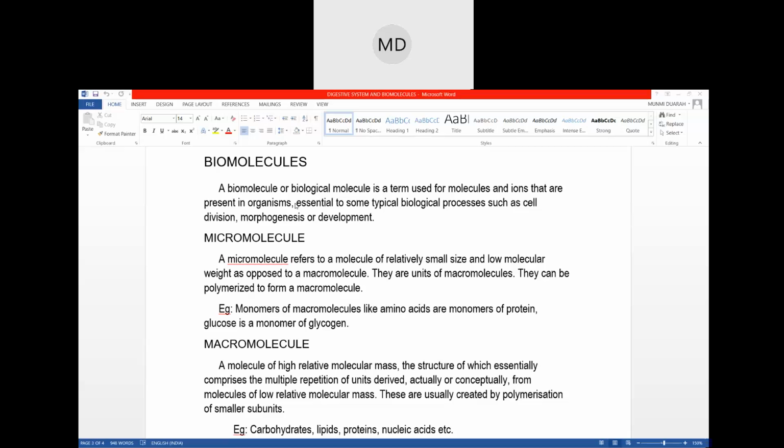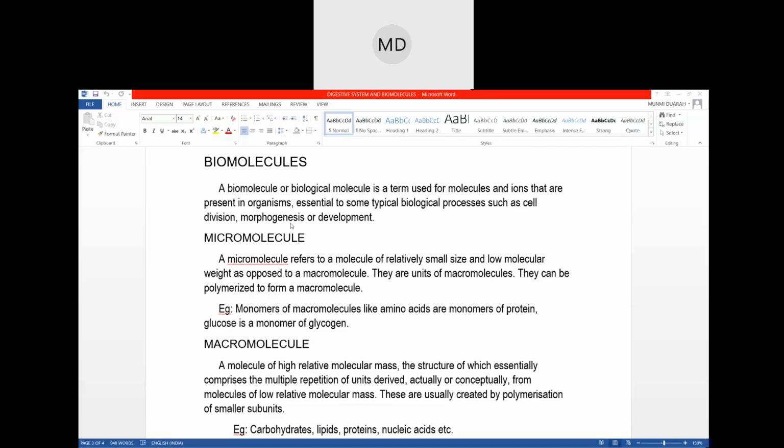So these biomolecules, there are two types. One is micromolecule and one is macromolecule. Micro means small. Macro means it is a little large. It is not that large, but it is larger than micro. Micro means small and macro means larger than micro.